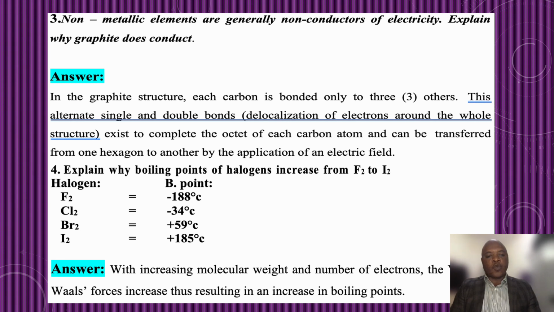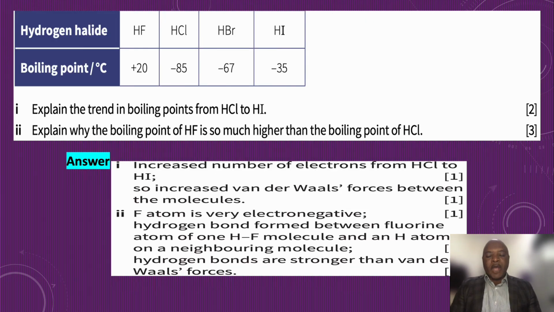Let's go to the next one. We are now going to deal with the halides, hydrogen halides. Explain the trend in boiling point from hydrogen chloride to hydrogen iodide. Explain why the boiling point of hydrogen fluoride is so much higher than the boiling point of hydrogen chloride. It is simple, very simple.